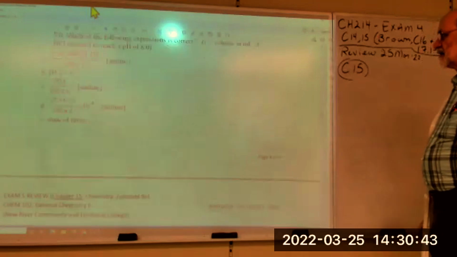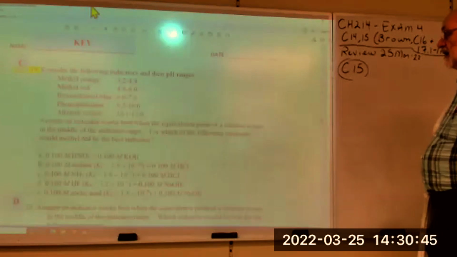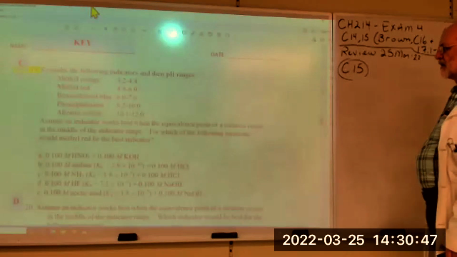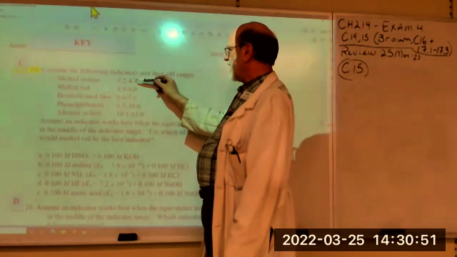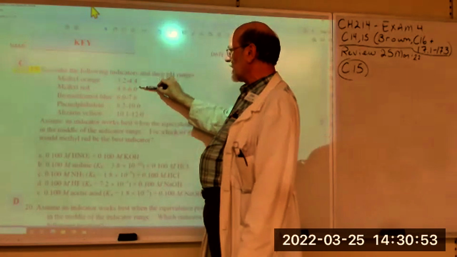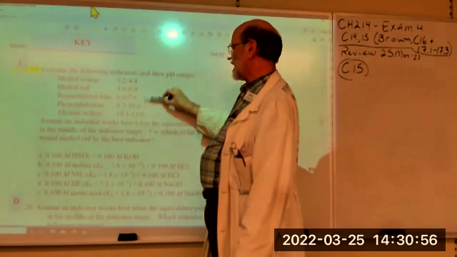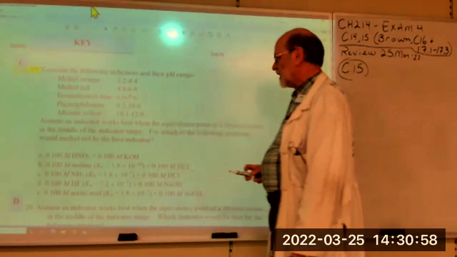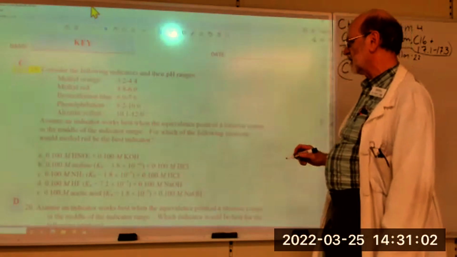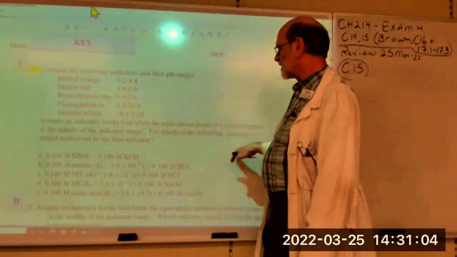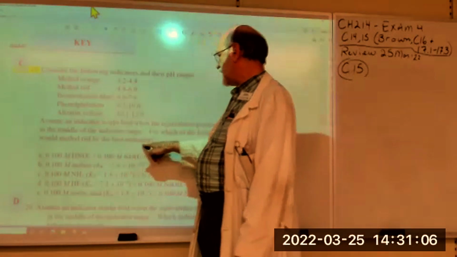All right, let's see. Consider the following indicators of their pH ranges. This tells you the ideal pH range for using each one of these indicators. Assume an indicator works best when the equivalence point of the titration comes in the middle of the indicator range. For which of the following titrations would methyl red be the best indicator?